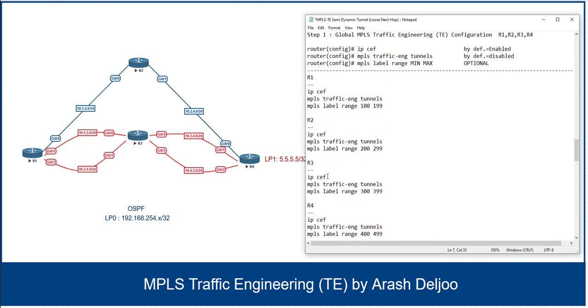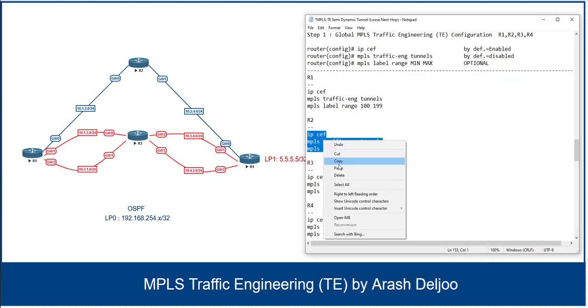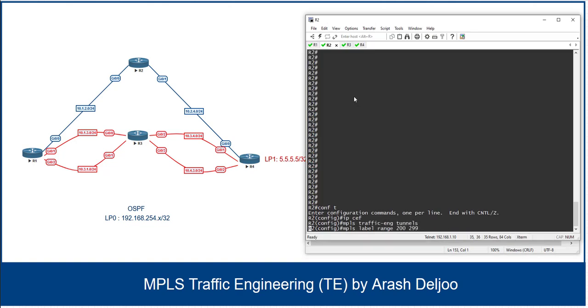Step 1 also is similar to the previous scenarios, and here we have only global MPLS traffic engineering configuration on router 1, router 2, router 3 and 4, with IP CEF, MPLS traffic engineering tunnels, and the MPLS label range command. Okay, because this is similar to the previous scenario, I only copy the configuration of router 1. First we start from router 1, and then router 2. CEF is enabled by default, and we need to enable MPLS traffic engineering tunnels, and also optionally the MPLS label range command.